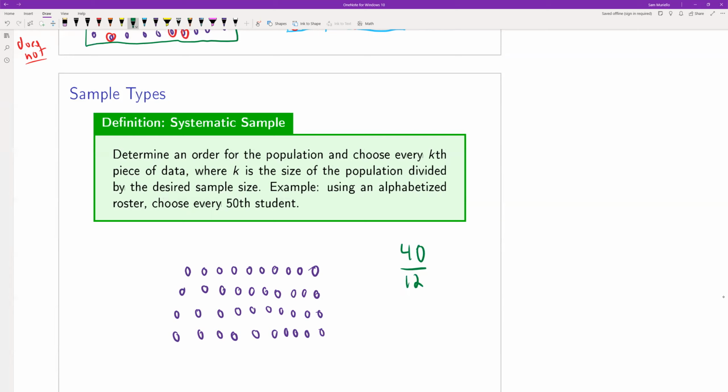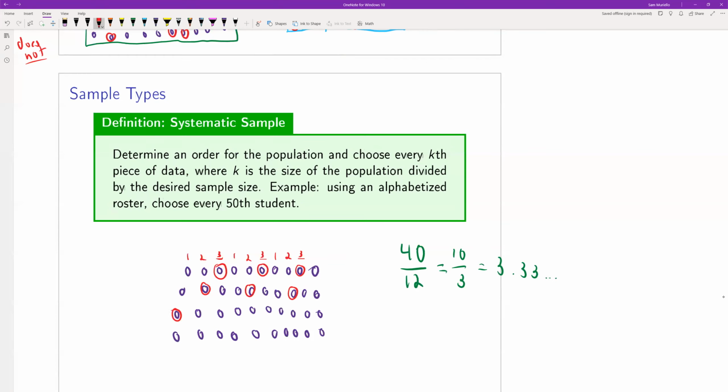Well, if I divide 40 by 12, the outcome ends up being 10 over 3, or 3 1/3. And so we'll say, okay, this sounds easy enough. Let's just choose every third person. 1, 2, 3. 1, 2, 3. 1, 2, 3, and so on.